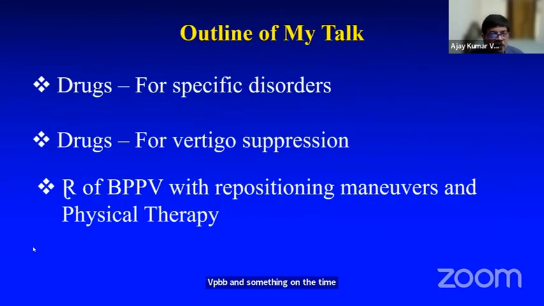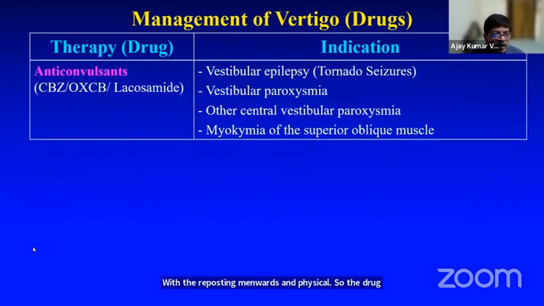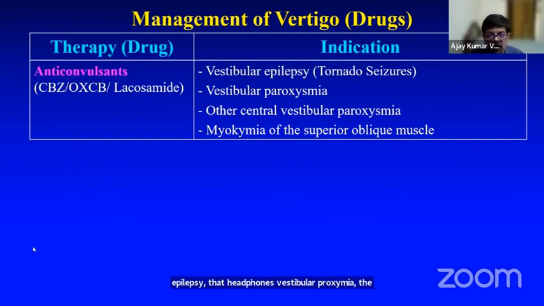So, the outline of my talk: the drugs for specific disorders, for vertigo suppression, and treatment of BPPV with repositioning maneuvers and physical therapy. The drug classes used are anticonvulsants like carbamazepine, oxcarbazepine, and lacosamide for vestibular epilepsy, tornado epilepsy. The rare forms: vestibular paroxysmia, the neurovascular cross-compression syndrome of the 8th cranial nerve, other central vestibular paroxysmia, and myokymia of the superior oblique muscle, a rare disease entity.